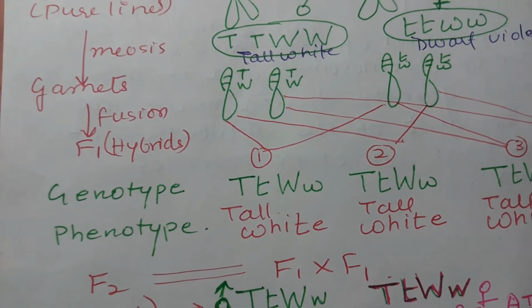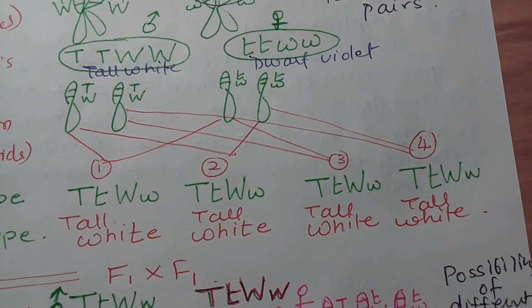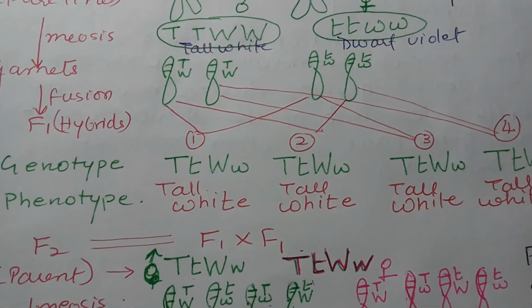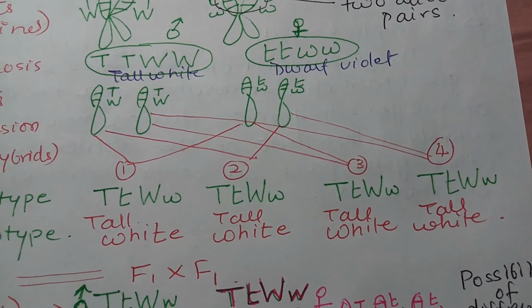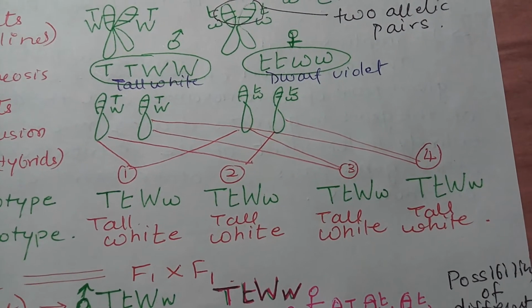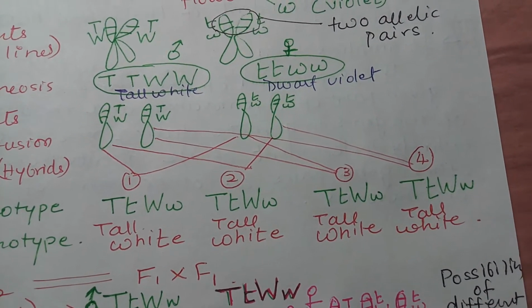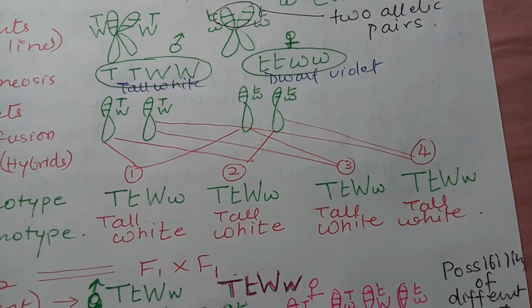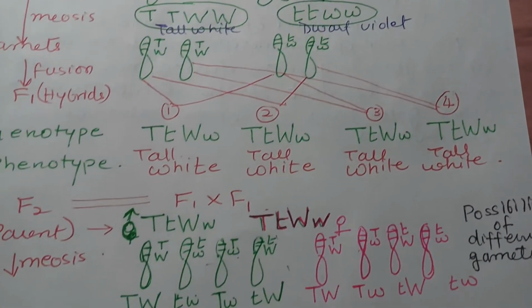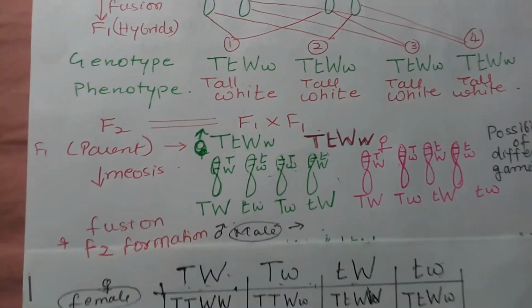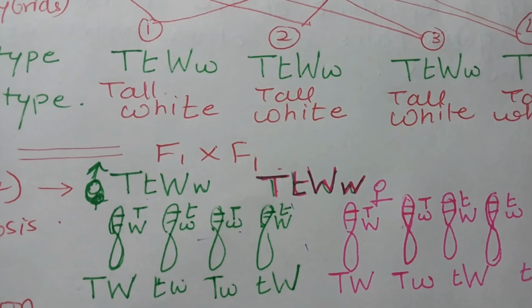Okay. And if you look at the F1 hybrid that could be produced, you will see different combinations, but they all produce the hybrid with the same genotype and same phenotype, and that is capital T, small t, capital W, small w, and phenotype all are tall and white. Now let's go for F2. So you will cross F1 into F1. These are heterozygous.